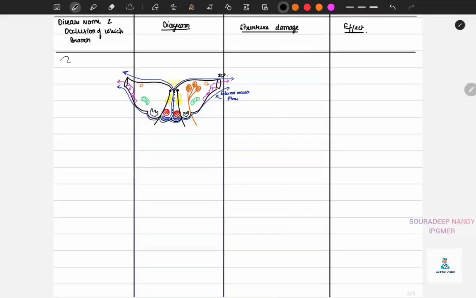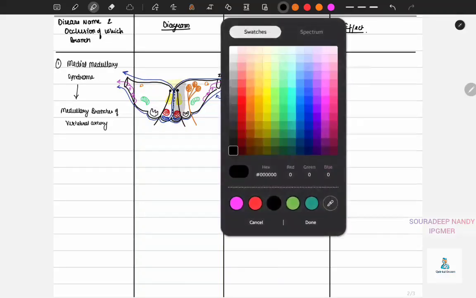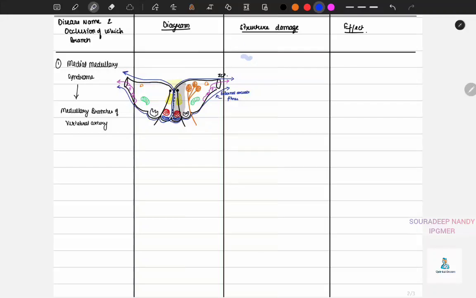Okay, so first we will discuss the medial medullary syndrome. Which branch occlusion? Medullary branches of the vertebral artery. So what structures will be compromised? These medial structures will be compromised. Let us see which structures are being compromised, starting from posterior to anterior. Number one is the hypoglossal nucleus and nerve. The hypoglossal nerve supplies the muscles of the tongue, so there will be ipsilateral tongue motor paralysis.